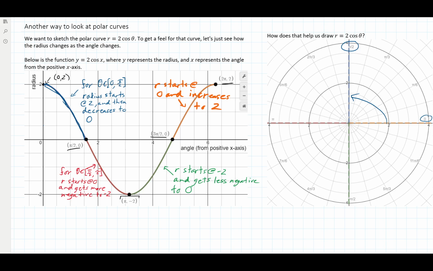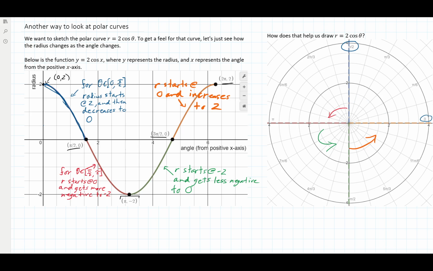The red piece would go till the red angle, which is at pi. So this is why I've drawn it, I've set it up like this: red, and then we got green, and then the orange one last. Okay, so let's start with the blue.